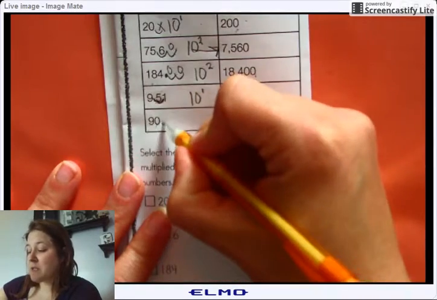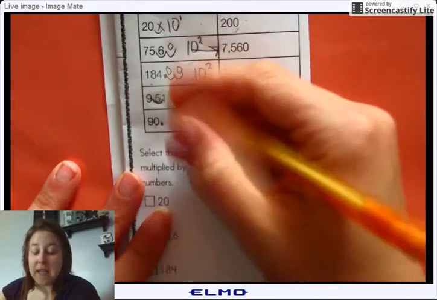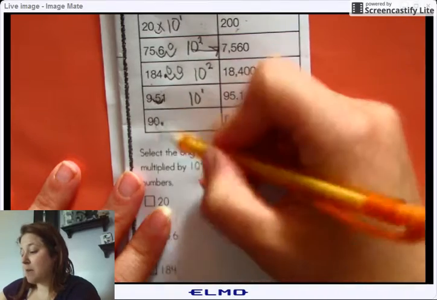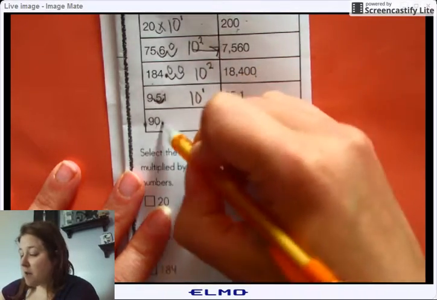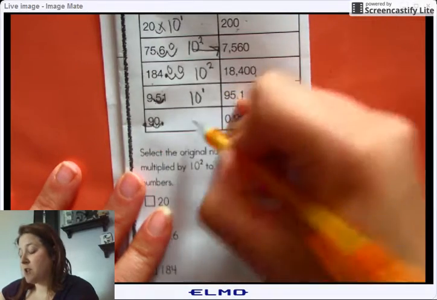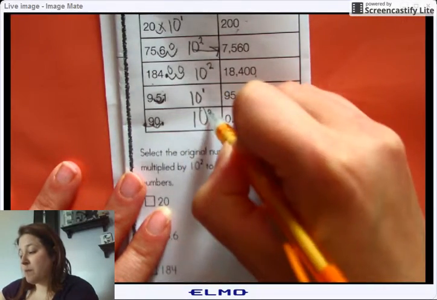So my decimal is here and I'm dividing. So I've got to go over to 0.90. So my point has got to become right here in front of this 9. And in order to do that, it's 10 to the second.